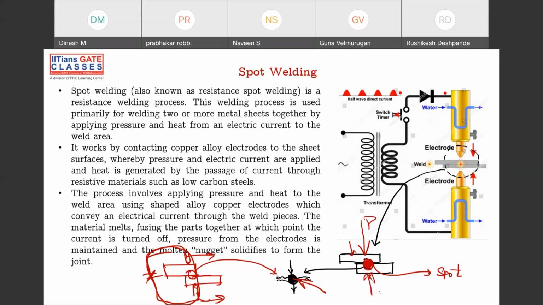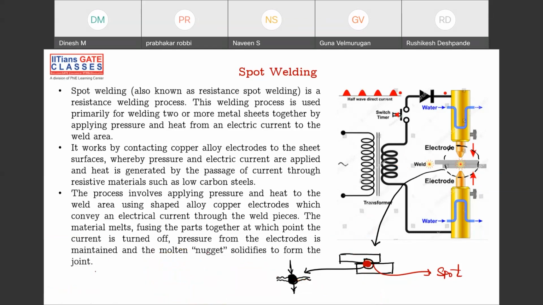and then you apply some pressure from the top and bottom. Before applying pressure, you stop giving the current. Because of the passage of current and resistance, some melting is happening between the two workpieces at the interface. You stop the current flow, apply some pressure, and wait for some time, and then the spot is formed and the joint is formed. Are you getting my point? Did you understand the mechanism of how the spot is formed? Yes or no, guys?